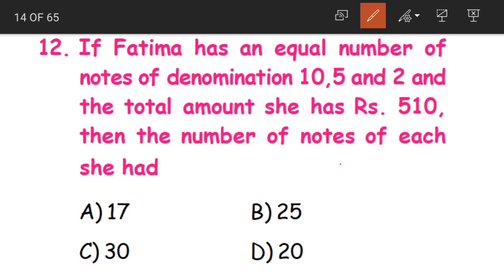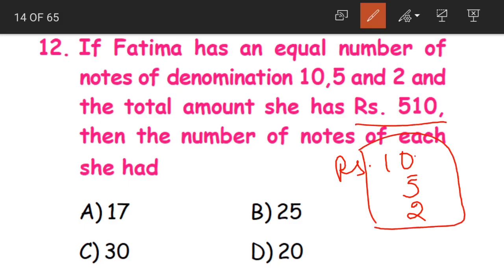Now what is Fatima having? Fatima is having 10 rupee, 5 rupee and 2 rupee denomination notes. Now the total amount she has is rupees 510. These 10, 5 and 2 rupee notes she is having in equal number.